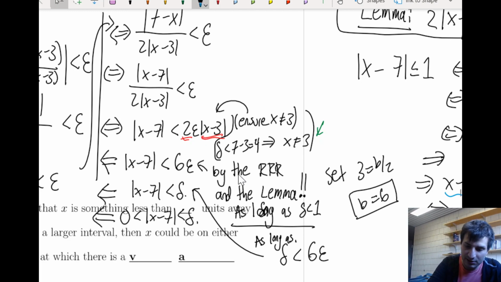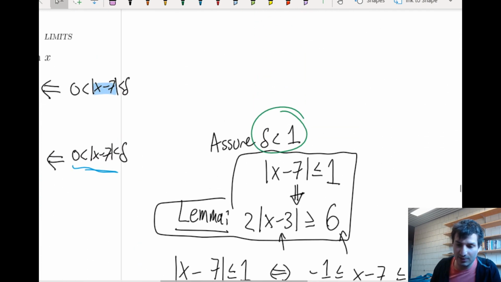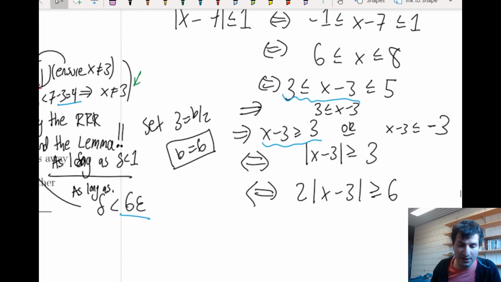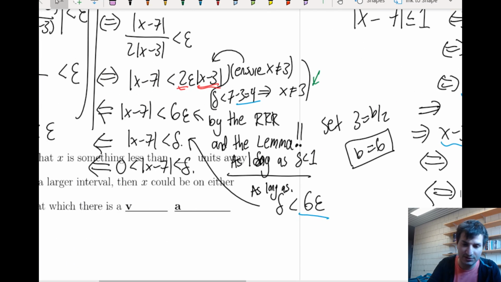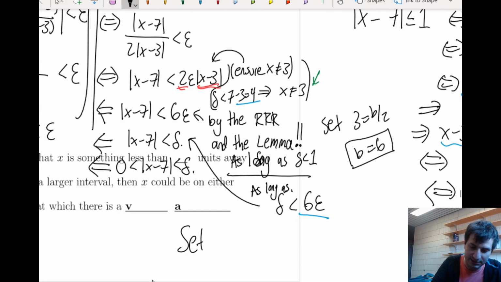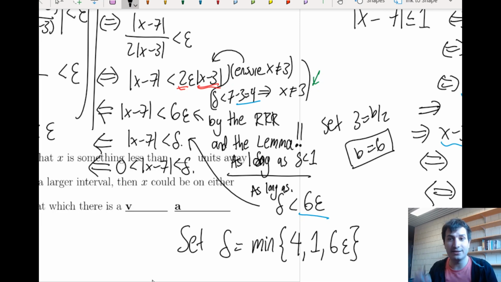Delta must be less than 6 epsilon. Delta must also be less than 4. Delta's got to be less than 4, but also delta has to be less than 1. So you could do a minimum with 3 things here. So we set delta to be the minimum of 4 and 1 and 6 epsilon. And that way, all 3 conditions will work.